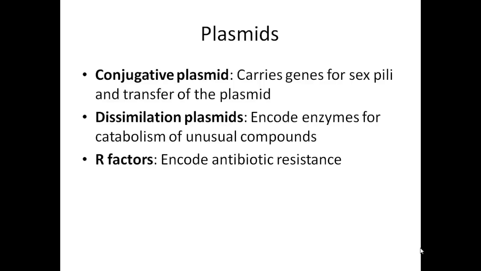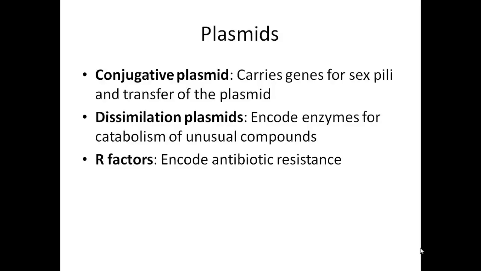Plasmids are small circular pieces of DNA. They may carry genes for specialized processes or for survival under certain environmental conditions. A conjugative plasmid is required for conjugation and carries the genes for the formation of the sex pili. Dissimilation plasmids carry genes for the breakdown of unique sugars and hydrocarbons.